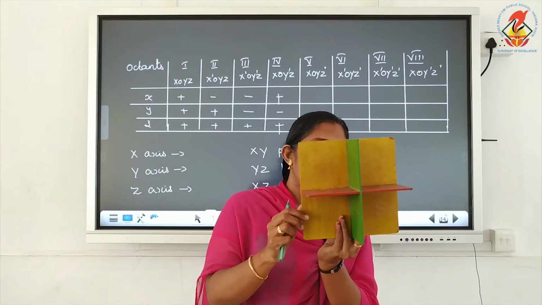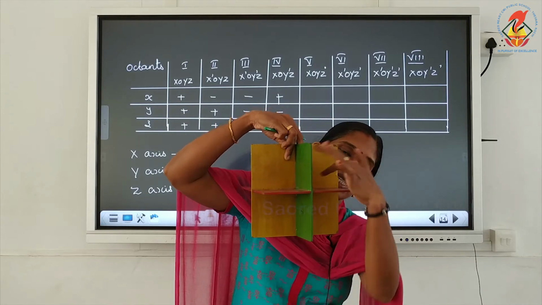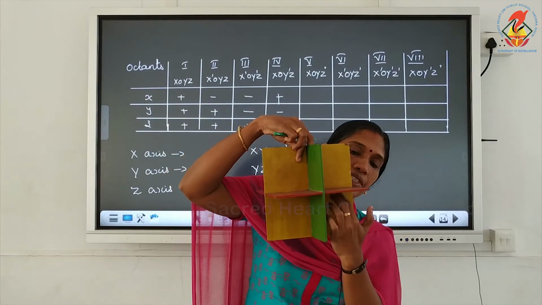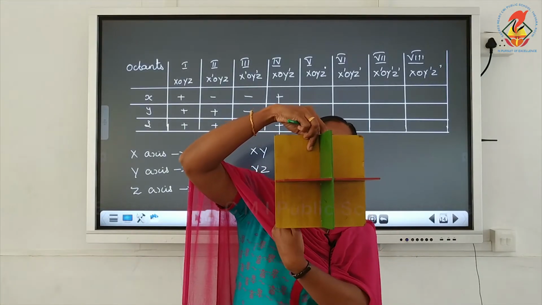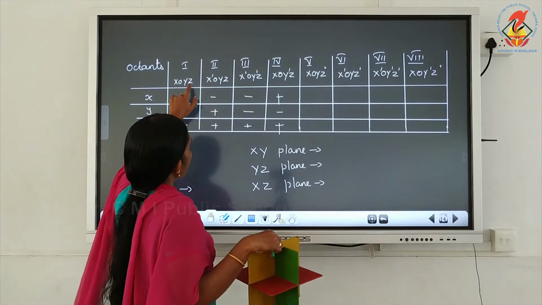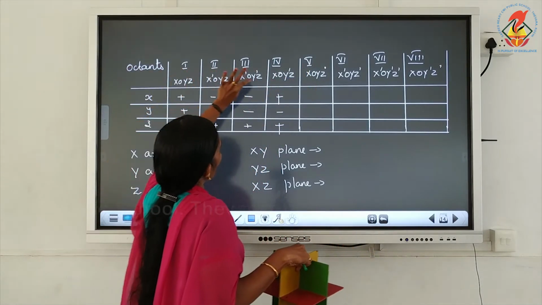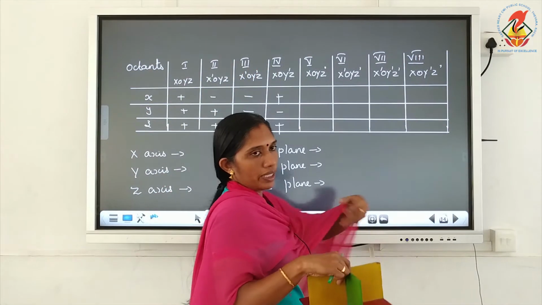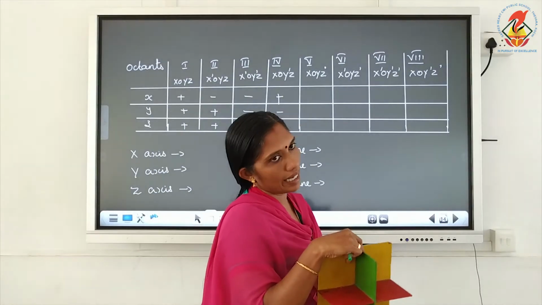Now we have four more. That is fifth one, which is under this first one. This is the fifth one. Fifth one, sixth one, then seventh one and eighth one. So in that you have to change this z to z dash. In the first four octants, z is positive. So in the next four octants, it is downward, that is z is negative.